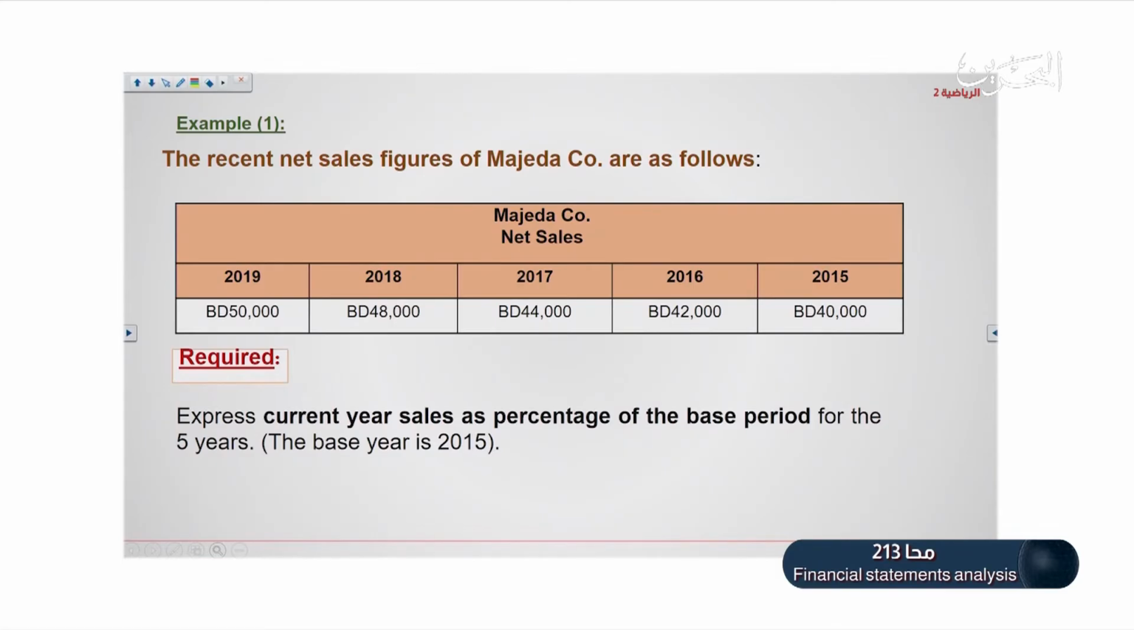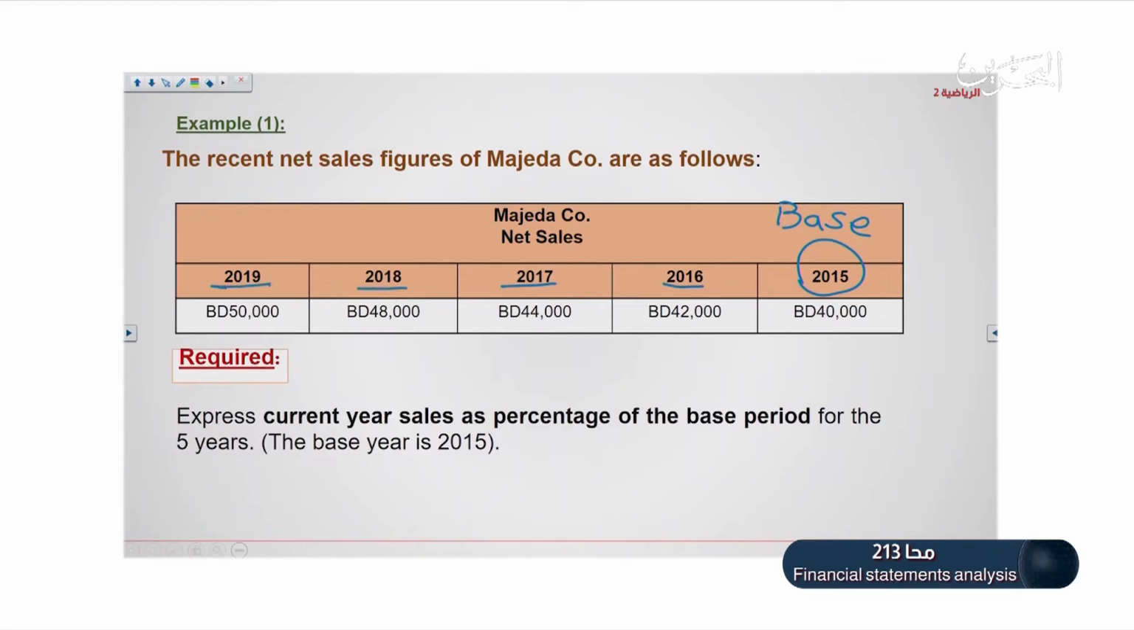Okay, let's see example number 1. The recent net sales figures of Majida company are as follows. Okay, now we have 5 years. We'll start with 2015 because this year is the oldest year, so this year is the base year. Okay, then we have 2016, 2017, 2018 and 2019.